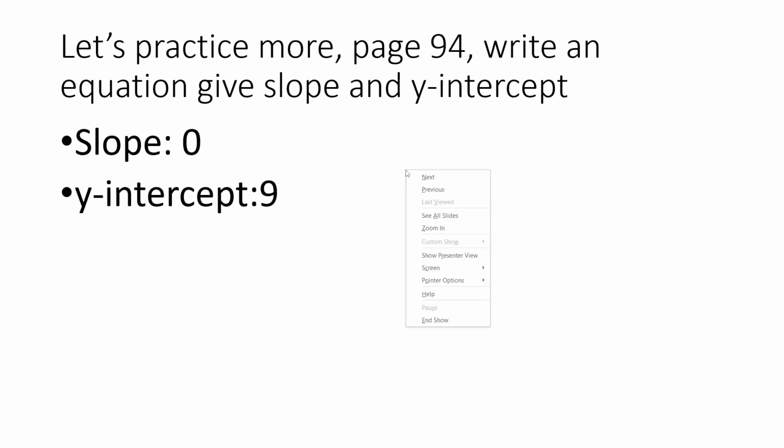Now, something to keep in mind is, what can we use to write that equation? Well, one thing we've been given is the equation y equals mx plus b. Remember, m is our slope and b is our y-intercept, so we're going to use that information and substitute those values in.